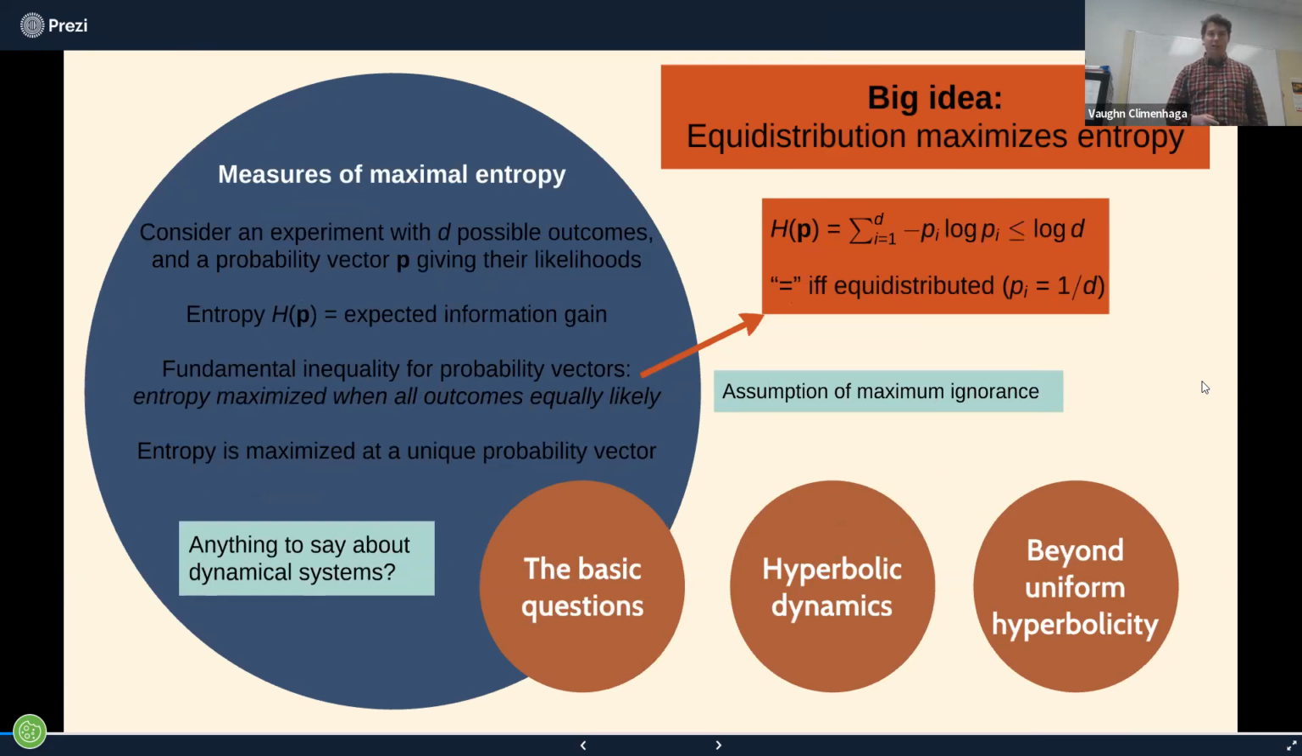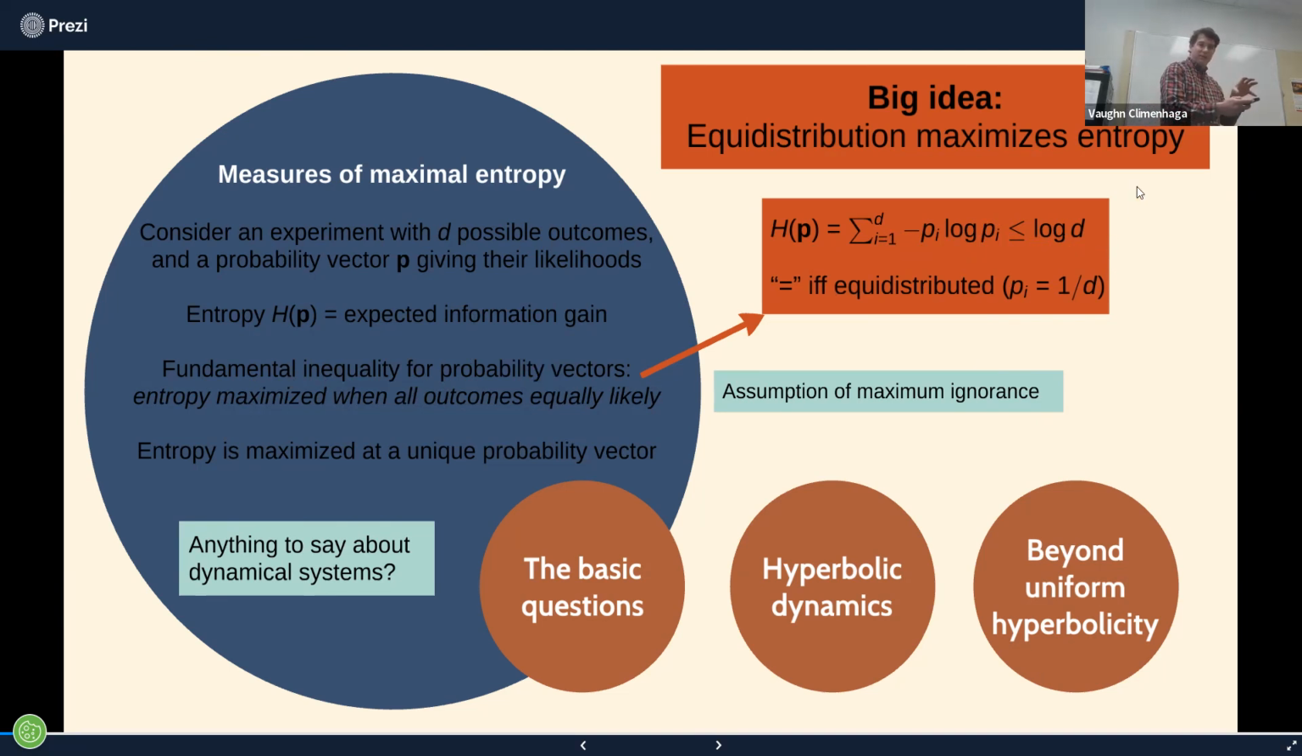If you watched the pre-talk, and if you didn't, I hope you go watch it later, then you saw this idea that if I have an experiment that has a certain finite number of possible outcomes, say D of them, and the probability of each is given by a probability vector, then associated to that probability vector we have a certain quantity which we can call the entropy, and that's the formula written here. That can be interpreted as the expected amount of information you gain by observing the outcome of the experiment. And the fundamental inequality for probability vectors says that that entropy is less than or equal to the logarithm of the number of possible outcomes.